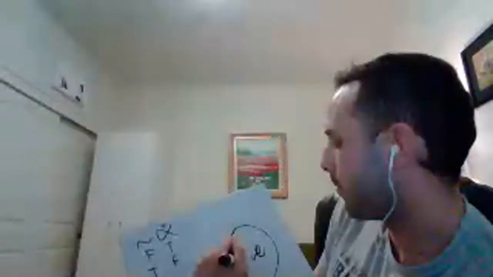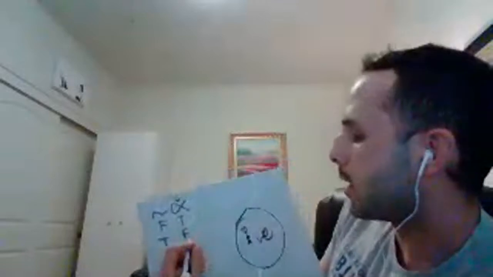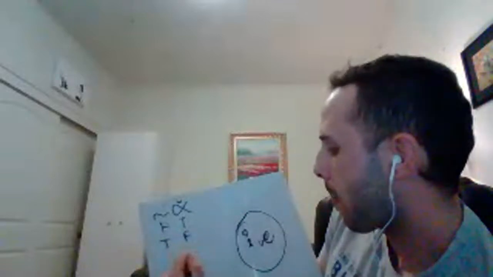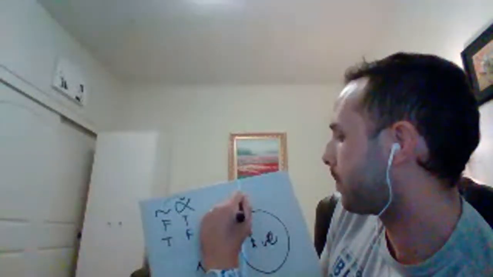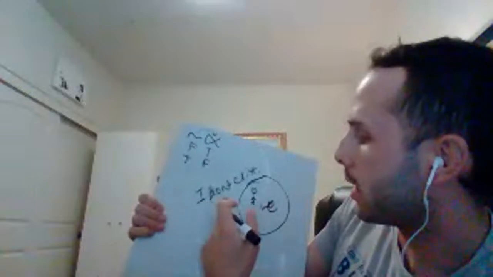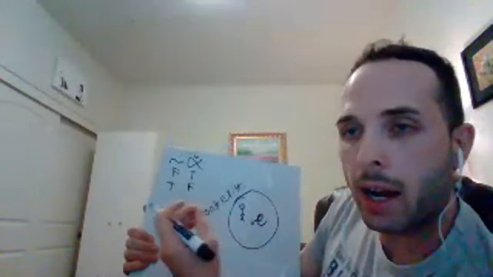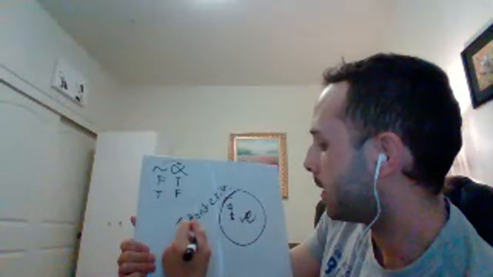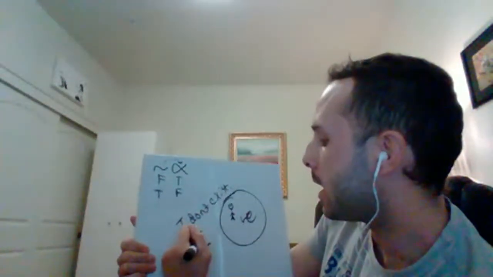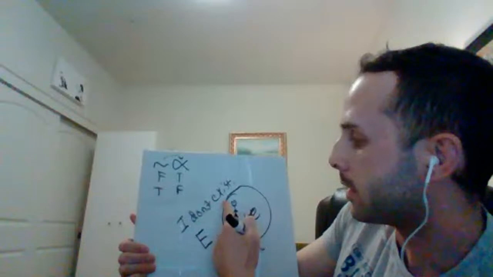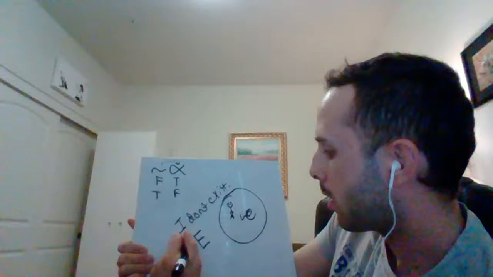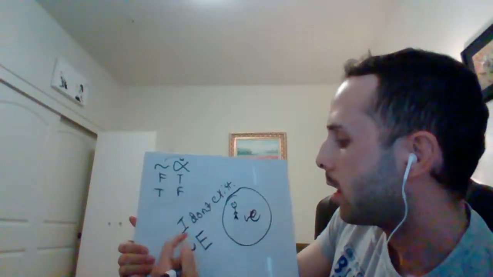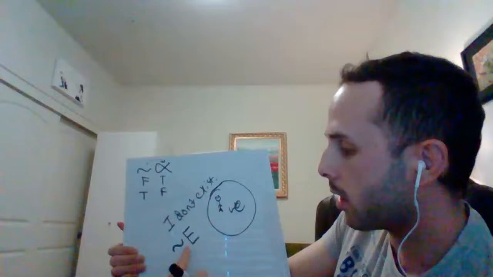If I say, I am in the world, and I say the English sentence, I do not exist, I would formalize that as E standing for I exist, I do exist. And then I would use the negation symbol to signal not this. So this is not true.